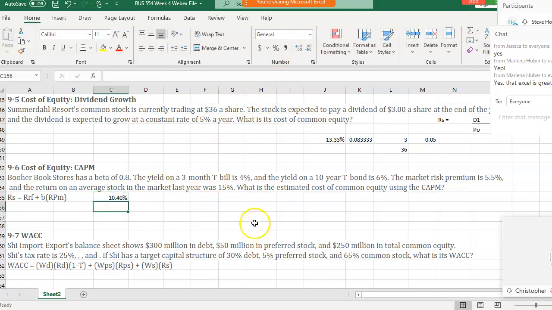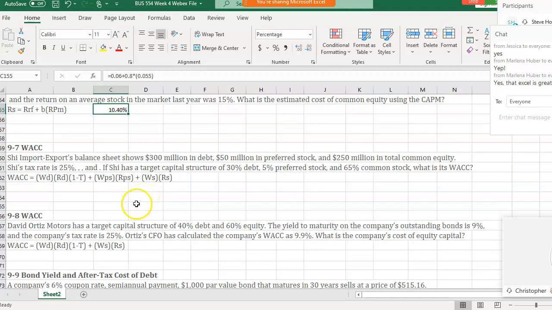Now let's check that number, and it says here the return on an average stock last year was 15%. So notice that the return on this stock is not 15%, it's lower. And that's okay because this stock is a less risky stock. I should not expect the market return because I'm taking on less risk, which means I get less return. So that makes sense.